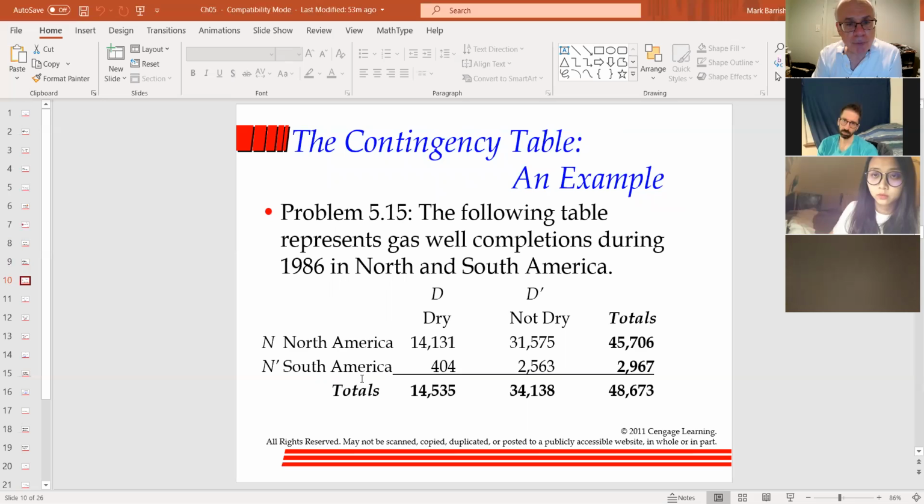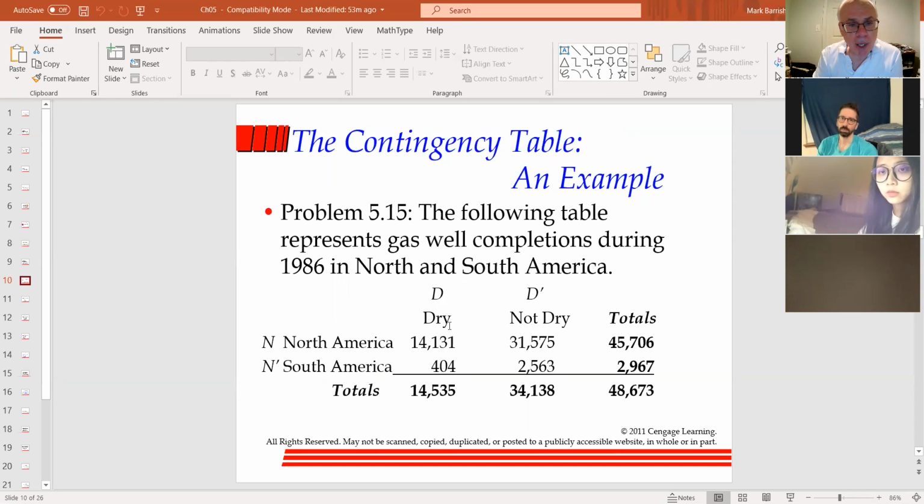And then gas wells, right? Some gas wells are dry and some are not dry, okay? So we use D for dry, and we use the complement of D as not dry.